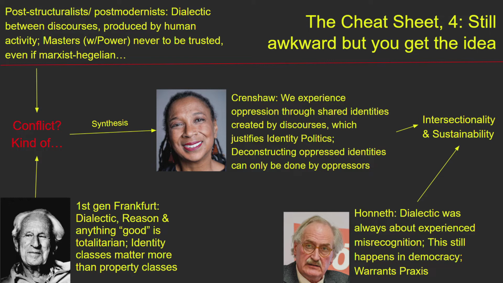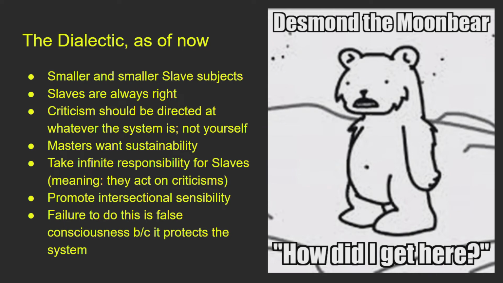With this, the dialectic of today is about smaller and smaller slave subjects within previous slave subjects coming forward with all their criticisms. Since self-criticism protects the hegemony, it is discouraged, and no criticism from the slave is invalid. Intersectionality became a sensibility for identity politics, which justified the slave subjects coming together, but not the masters.